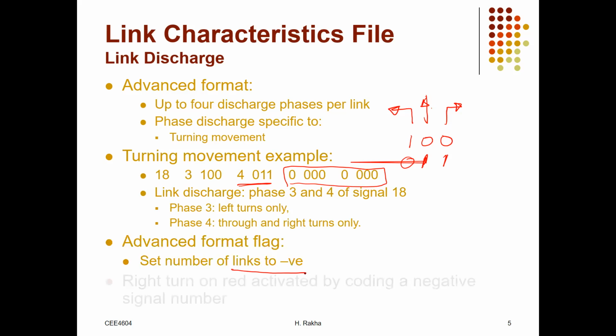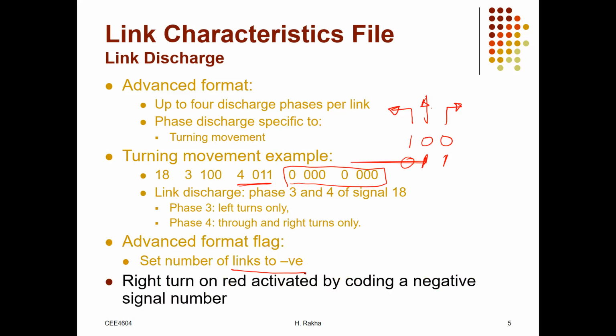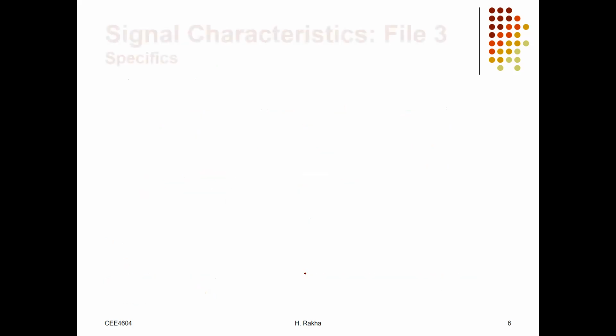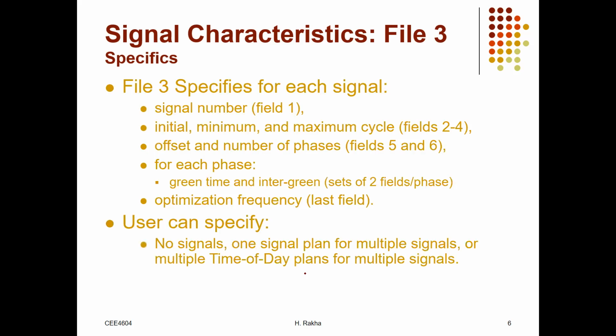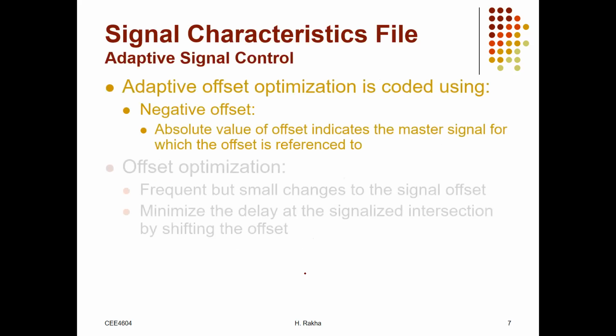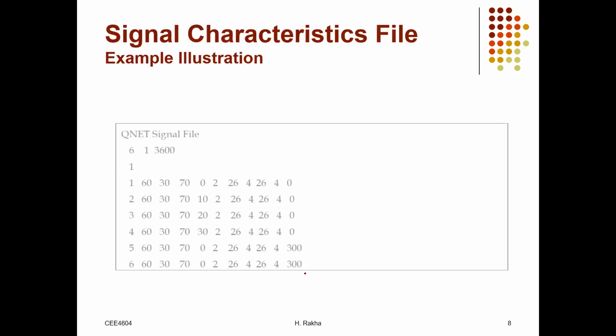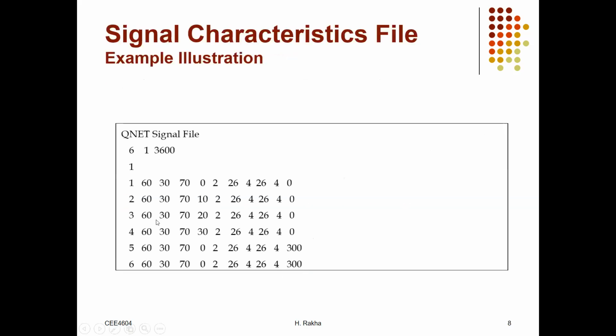Okay. We mentioned the right turn on red by coding the negative signal number. We mentioned this before. So before you never coded this file, which is file 3. And basically you would, in this file, and maybe we'll just go to the actual file, to a sample one. Let me just go here. So this is a sample file here.